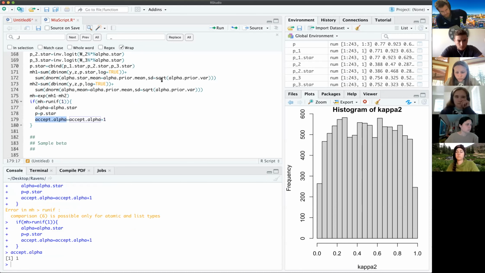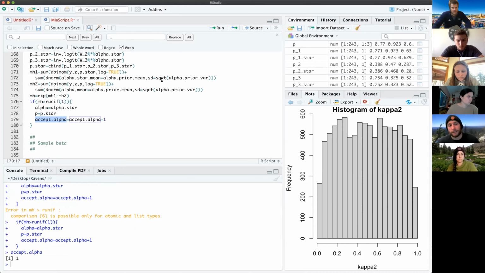Okay. Any questions? Nice work. It's one of those things that I commonly forget, the logs in the likelihood for alpha, and when things aren't converging just quite right, I always check that right away.